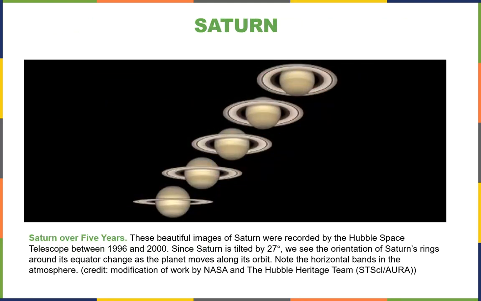And I will stop with the pictures of Saturn. This is what Saturn looks like over 5 years. Because of our changing perspective on it, we will see the rings slowly shifting about. And so you get different views that are all cool.